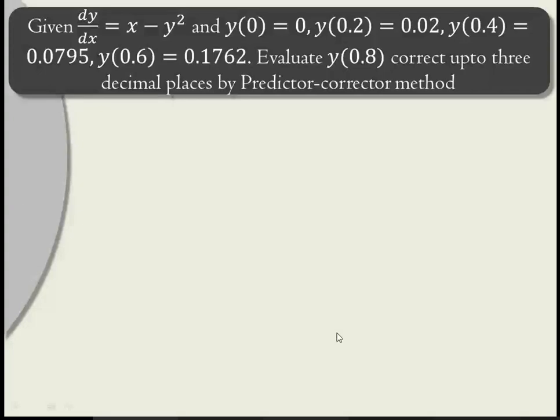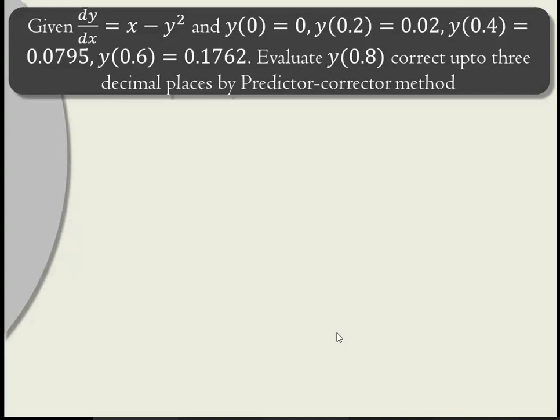Consider the last problem. Given dy by dx is equal to x minus y square and y at 0 equal to 0, y at 0.2 equal to 0.02, y at 0.4 equal to 0.0795, y at 0.6 equal to 0.1762. Evaluate y at 0.8, correct up to 3 decimal places by the predictor-corrector method.